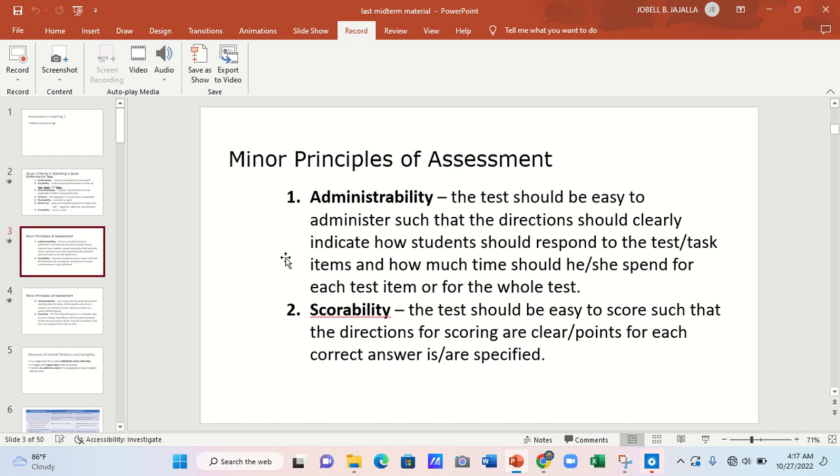So ibutang nato ang point system immediately after sa pag-articulate sa instruction sa kada test item. Sa test 1, sa test 2, sa test 3. Okay, so that is for scorability.